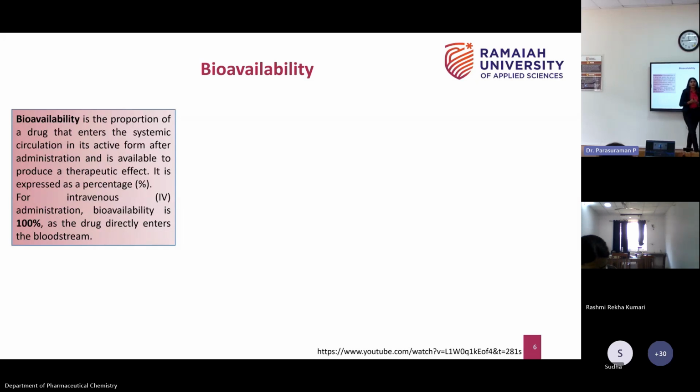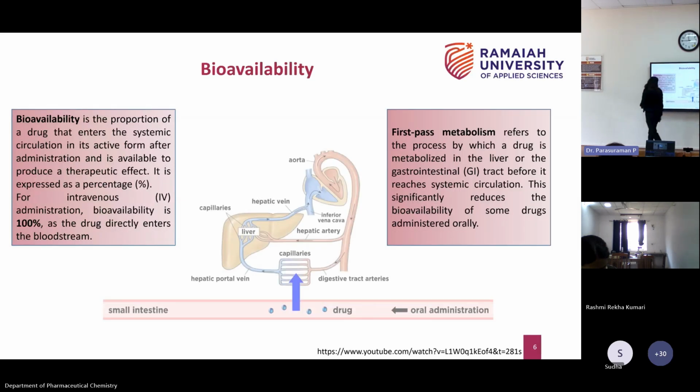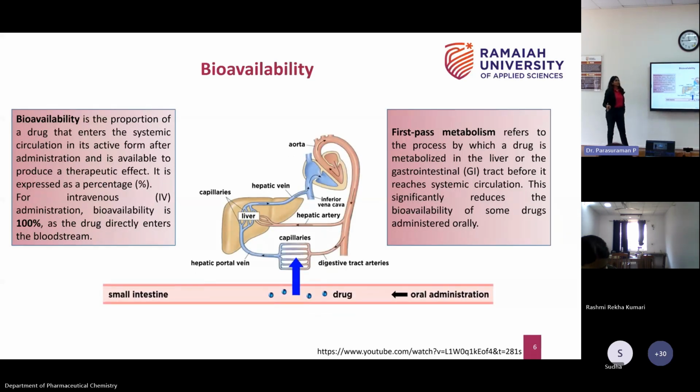If we take an IV, intravenous, it goes directly into the bloodstream. That's why it has 100% bioavailability. But if we take the drug orally, the drug goes into the stomach, gets metabolized there, then goes to the liver, where it gets metabolized by enzymes. So before reaching the systemic circulation, it gets metabolized, and the bioavailability is less. This pathway and terminology is called first pass metabolism.